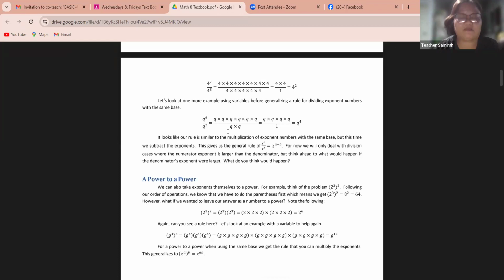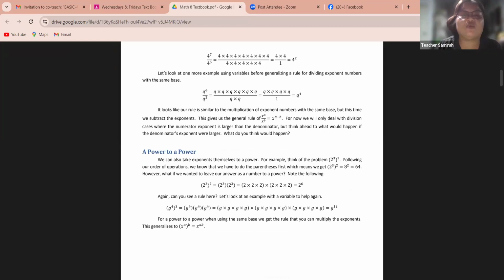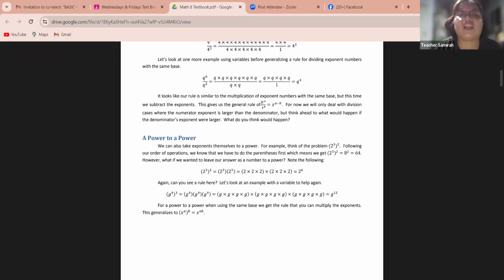This is actually the general format. X raised to the power of A divided by X raised to the power of B will be equal to X with the power of A minus B. The other one, for multiplication, X with the power of A times X with the power of B will become X with the power of A plus B.